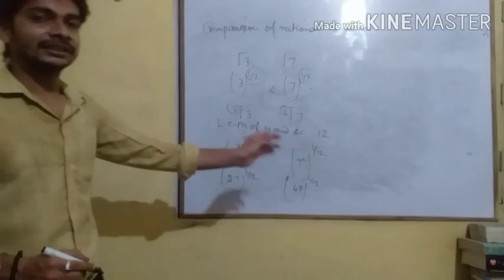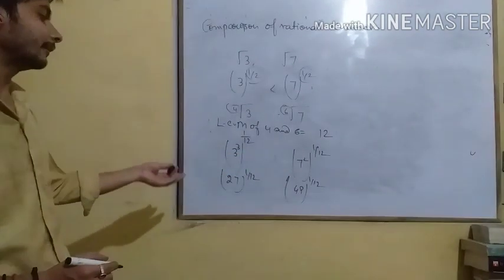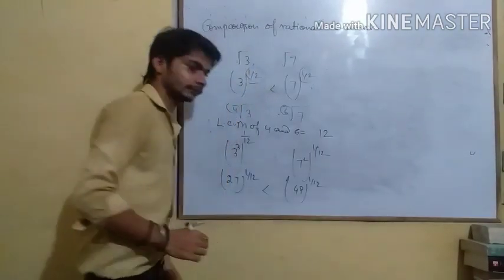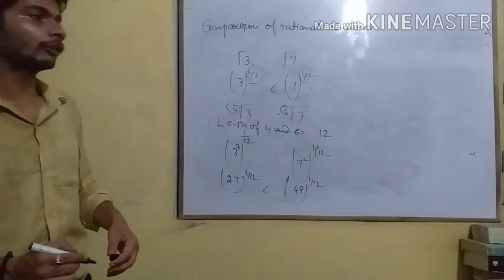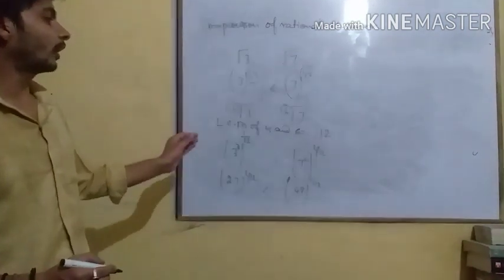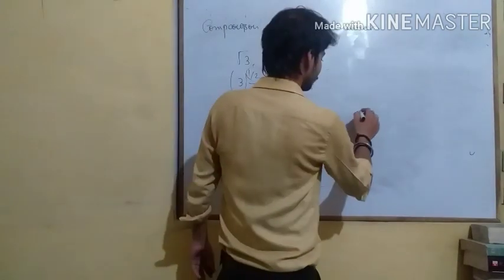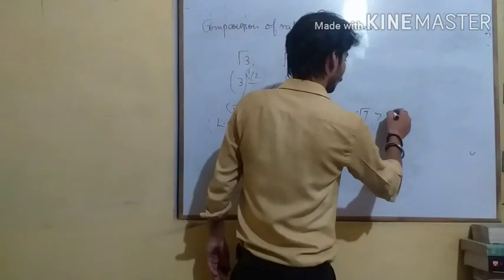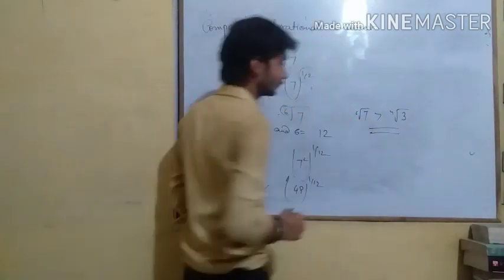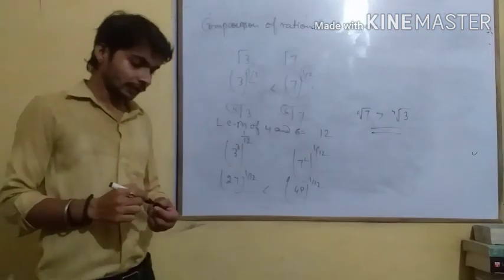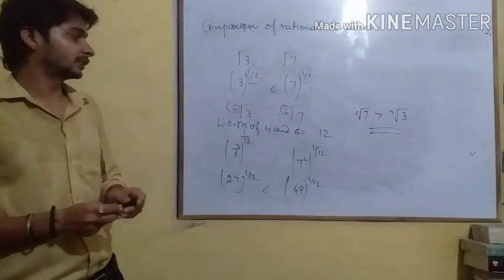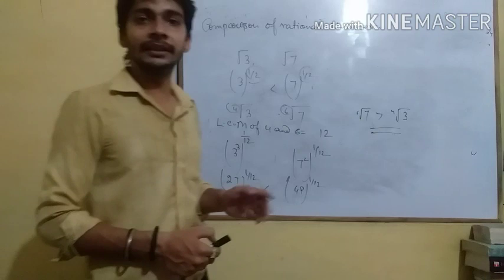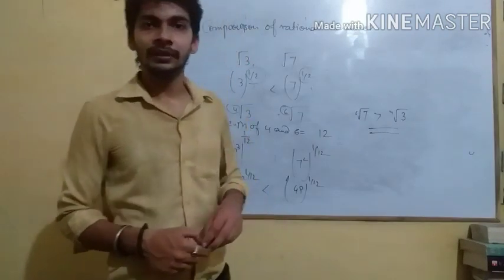Now the orders of the given radicals are the same. Now you can easily find out which one is greater. 27 is less than 49, and 49 to the power 1 by 12 is greater than 27 to the power 1 by 12, or we can say the 6th root of 7 is greater than the 4th root of 3. This is the way to compare irrational numbers. Find the same order. If they are not the same, then make them the same by using the LCM method. Then compare them and get the answers.